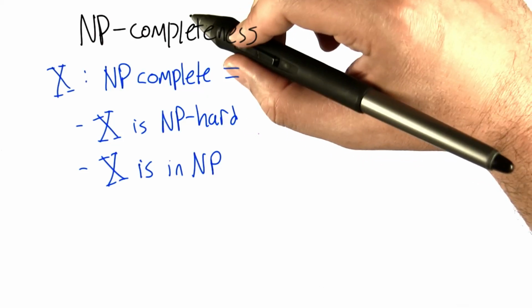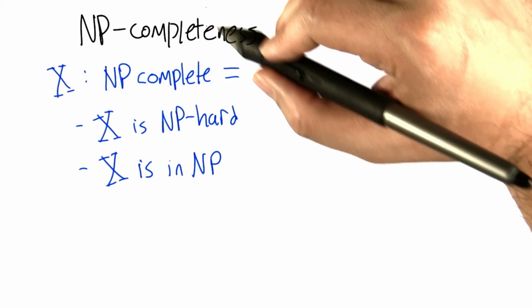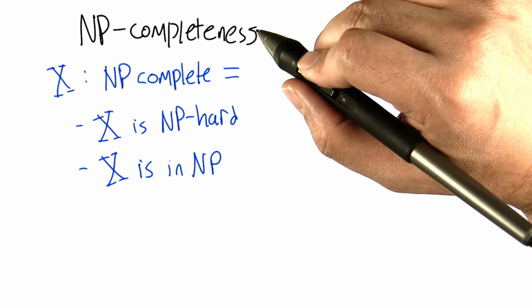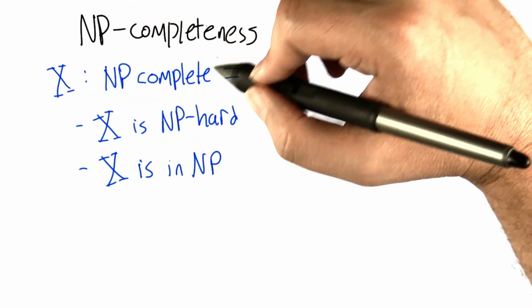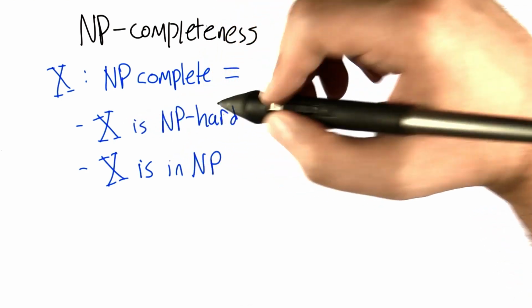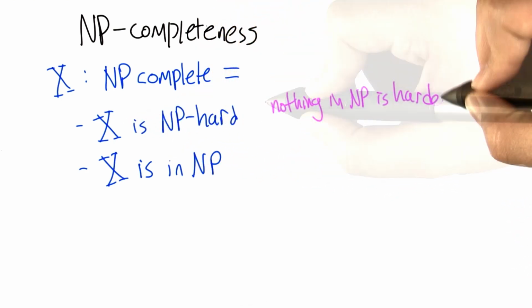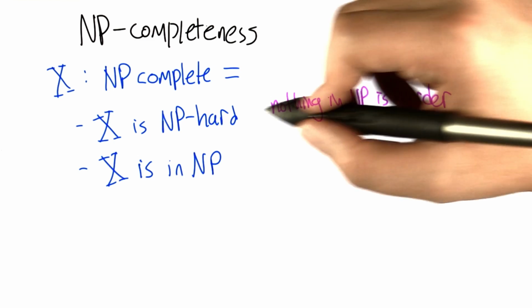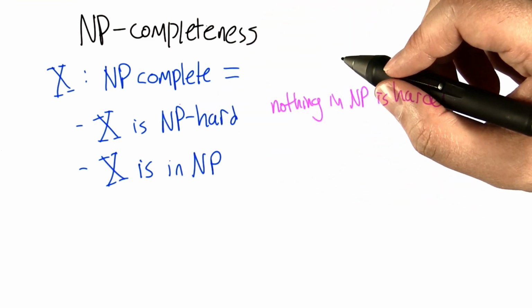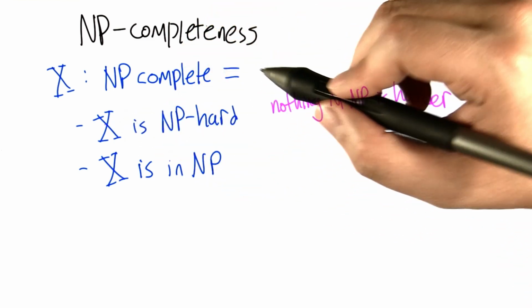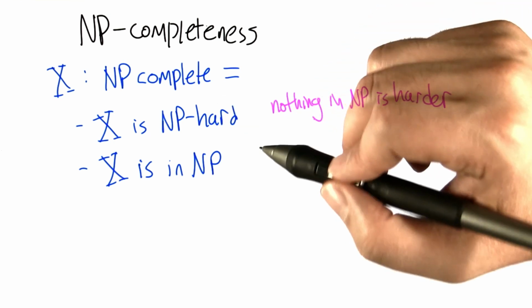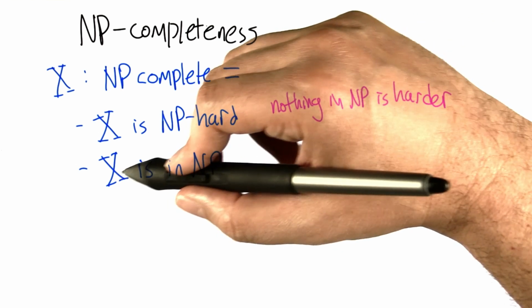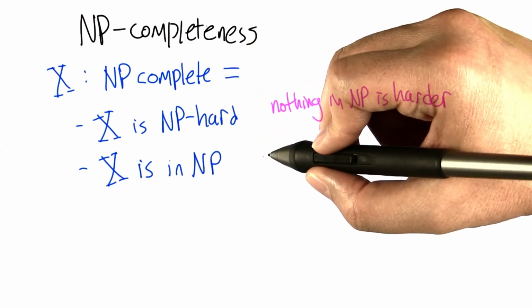So now we're in a good position to finally define this notion of NP-completeness that I mentioned in the beginning of the unit. We can say some problem X is NP-complete if it satisfies two properties. First, it has to be NP-hard, meaning that nothing in the set NP is harder than X, which is to say that if you could solve X in polynomial time, you could use it to solve everything in NP in polynomial time. And the second important property is that X itself is in NP.